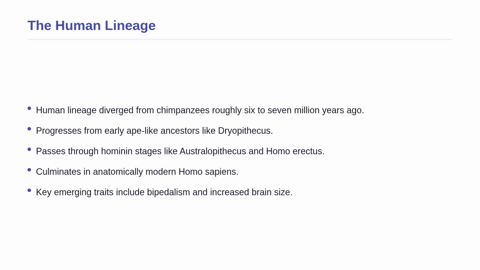Building on how these trees are constructed, let us zoom in on our own specific branch. According to this evolutionary map, the lineage leading to modern humans diverged from our closest living relatives, the chimpanzees, roughly 6 to 7 million years ago. The sequence progresses from early ape-like ancestors, such as Dryopithecus, through various hominin stages like Australopithecus and Homo erectus, ultimately culminating in anatomically modern Homo sapiens.